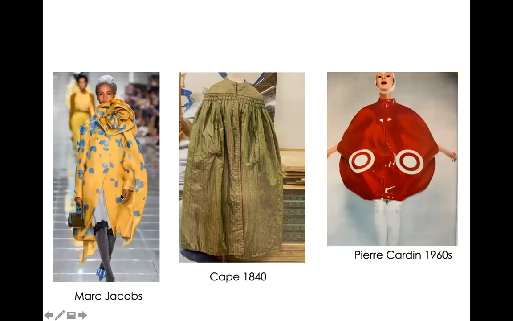Here are some more. This is Marc Jacobs from quite recently. I think it was 2018 or 2019. So a lovely flowing egg shape. Here's a cape from 1840, almost the same shape. And this wonderful cape from Pierre Cardin, this little cape coat, where the shape of the decoration mimics the shape of the garment itself. It looks like a drawing of a garment, but actually completely functional.